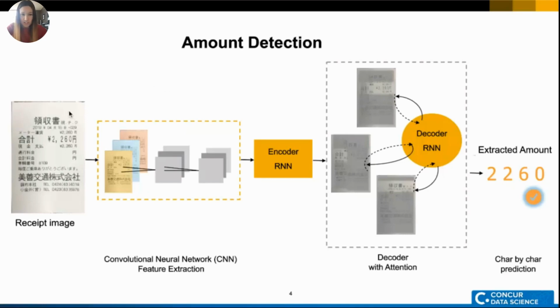We start from this receipt image, and then we give it as an input into a convolutional neural network, where we extract valuable features. From here, we put this into an encoder-decoder model with attention that allows us to find and extract the amount character by character.